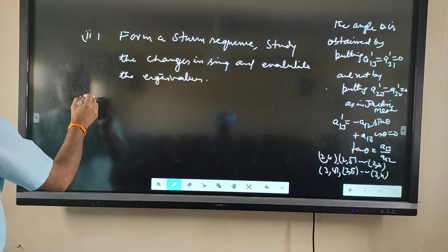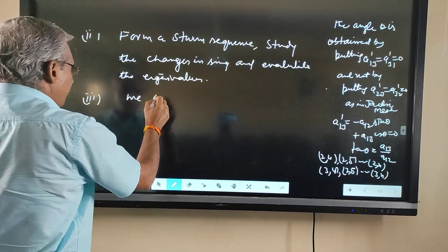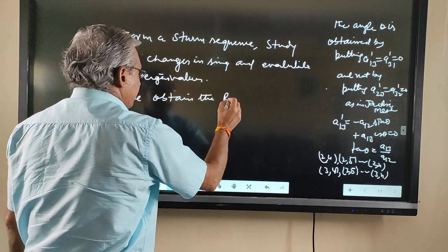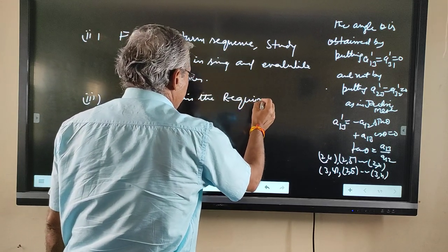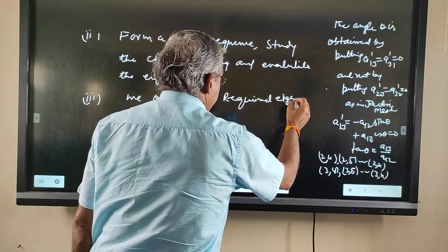The third step is, finally, we obtain the required eigenvectors.